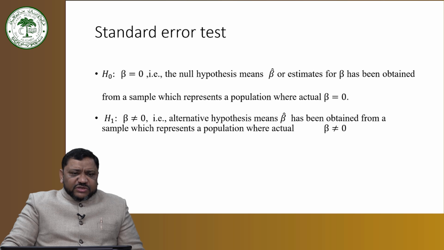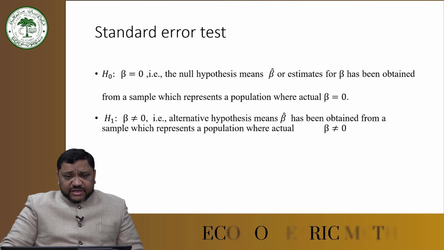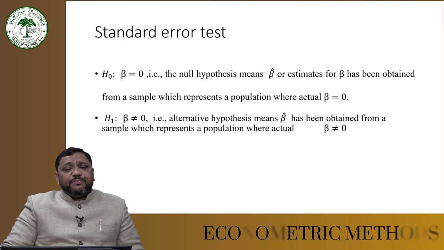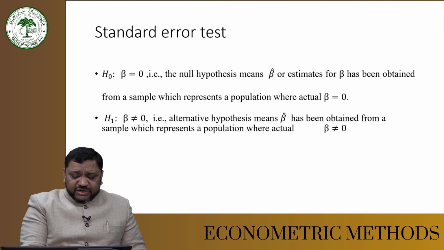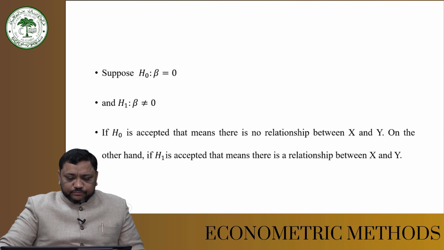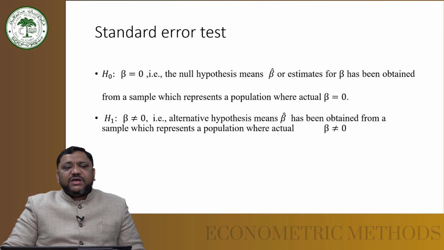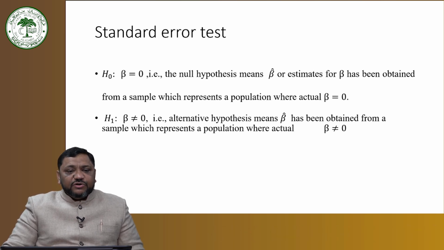So when we move to the standard error test, there will be a null hypothesis and an alternate hypothesis. What does the null hypothesis signify? That beta is equal to 0. The null hypothesis means that beta hat, the estimate of beta, has been obtained from a sample which represents a population where the actual beta is equal to 0. Similarly, the alternate hypothesis is beta is not equal to 0.